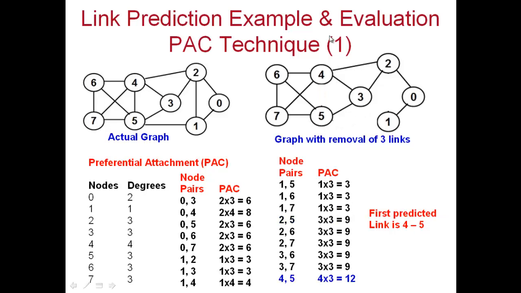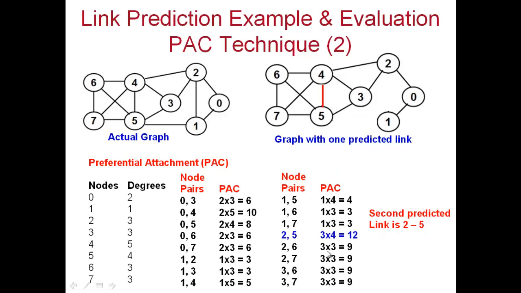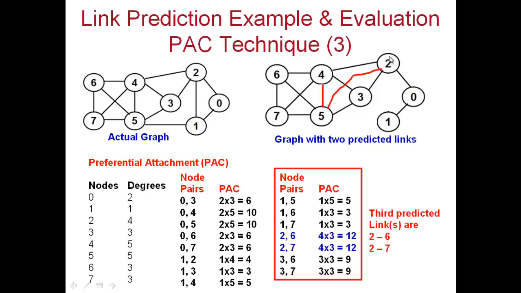Okay. So 2, 5 had 9 here and 4, 5 had 12. So that's why we went for 4, 5. Now, because of the edge that node 5 got, the PAC score for 2, 5 went up, and now it is 12. That's the largest among all the node pairs that don't have a link yet between them. So 2, 5 is the second pair that is predicted to have a link.